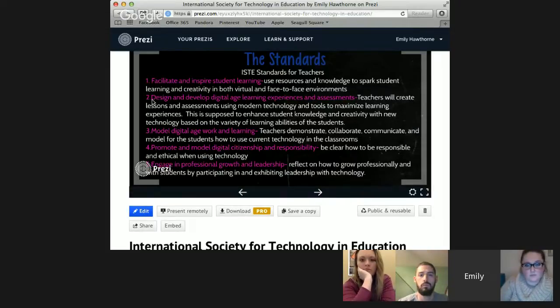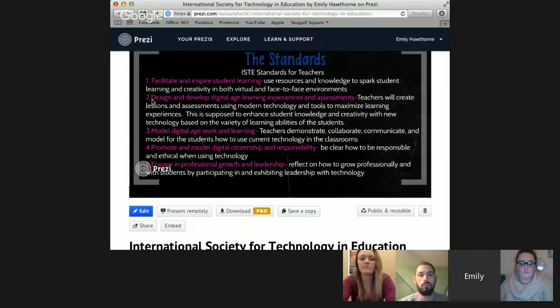The second ISTE standard for teachers is to design and develop digital age learning experiences and assessments. The objective is for teachers to create assessments and activities to promote creativity using digital tools. This relates to the assessment and evaluation essential condition, as teachers must think creatively to assess students.